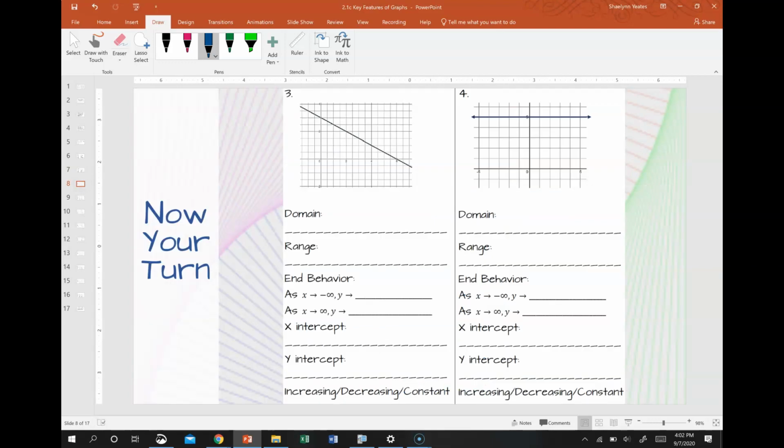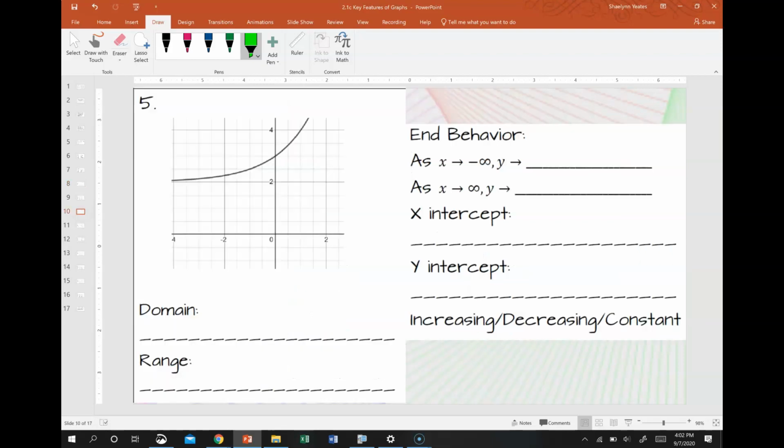Alright, I want you guys to give this one a shot, and if you're having trouble seeing the equation in number 4, the line is right there. Okay? Alright, then once you finish that, we'll come back together for number 5. Okay, notice this graph's a little different, so we're going to have some different things going on.